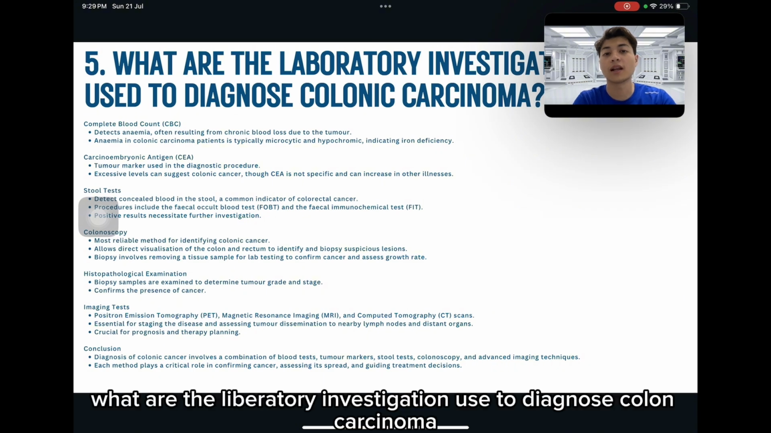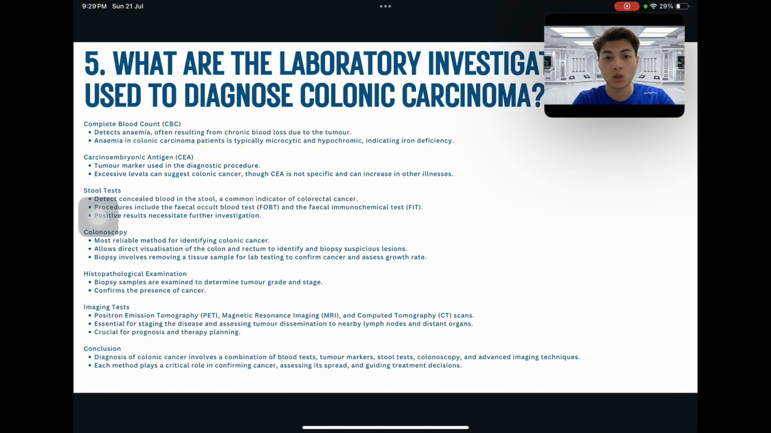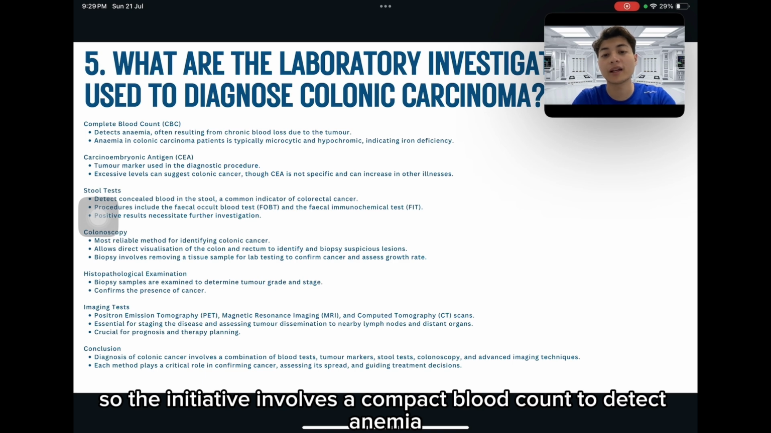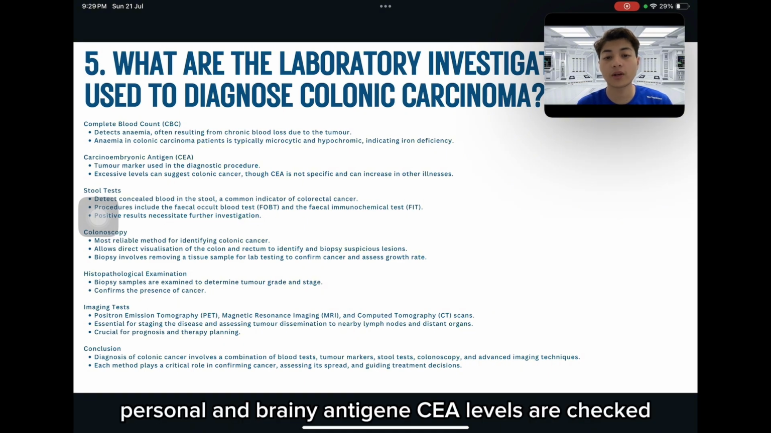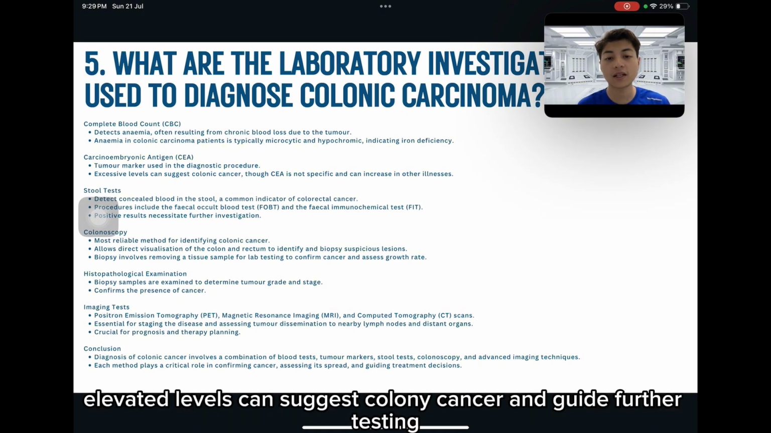Next, what are the laboratory investigations used to diagnose colon carcinoma? So the initial step involves a complete blood count to detect anemia, often indicating iron deficiency due to chronic blood loss from the tumor. Carcinoembryonic antigen, CEA, levels are checked. Although not specific, elevated levels can suggest colonic cancer and guide further testing.